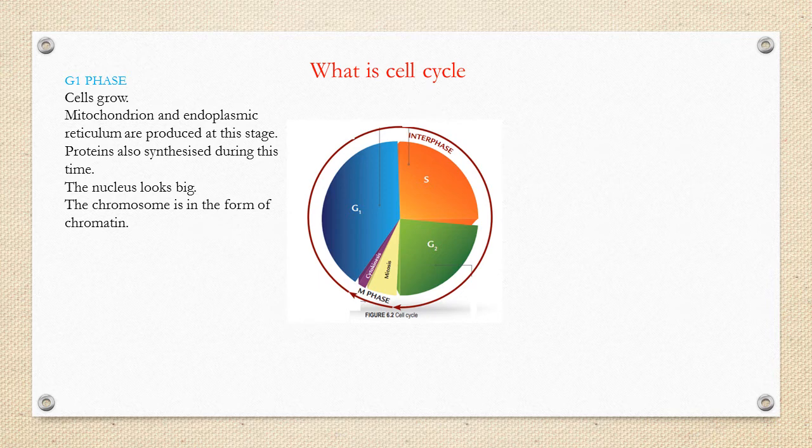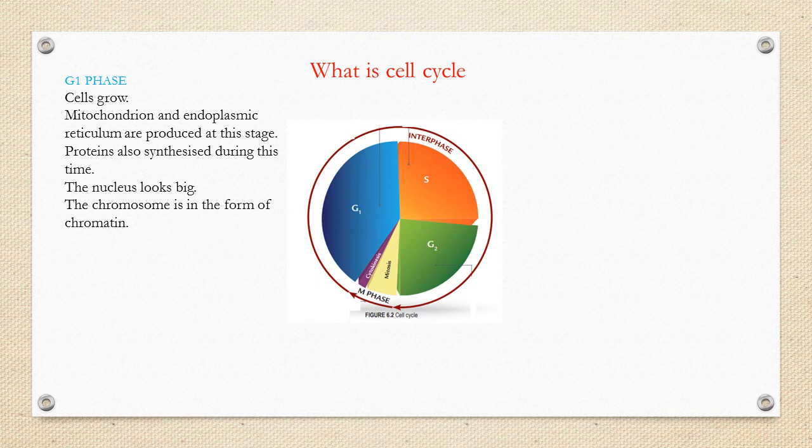Now we're going to learn more detail about the G1 phase. The G1 phase starts when the cell has already finished the M phase, which is mitosis and cytokinesis. Meaning the cell, before entering the G1 phase, has already completed cell division. So in this phase, the cell is growing.